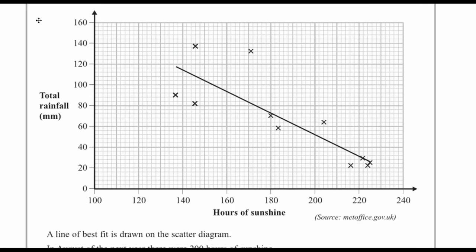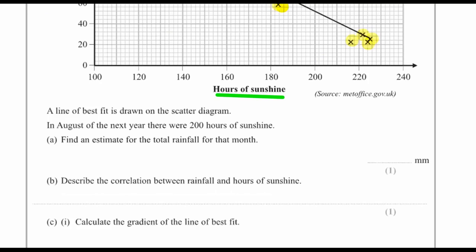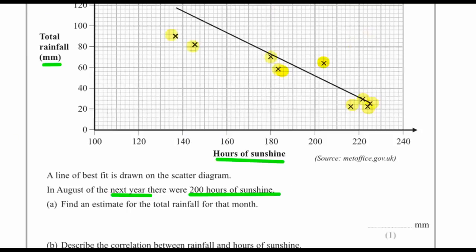Each cross in this scatter graph represents one of the years. Now we're not labelled, so we don't know which is which, but there should be 11: 1, 2, 3, 4, 5, 6, 7, 8, 9, 10, 11 for the last 11 years. We're not bothered about which year they are. All we're bothered about is how the number of hours of sunshine affects the total rainfall. And the one in question for us is when there is 200 hours of sunshine. So it just so happens really that it's next year.